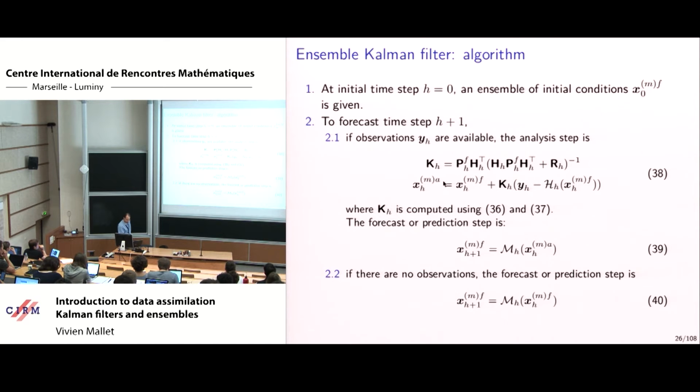And once you've computed this analysis for all the members, you propagate the ensemble here. For every member, you apply the model and so on, as I've shown previously. When there are no observations, you do as usual, you just forecast from the state.